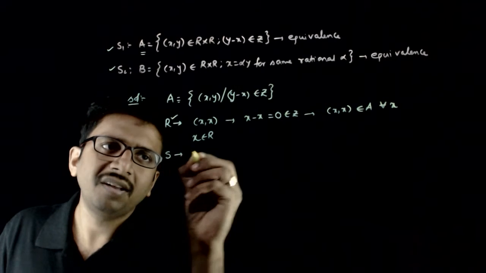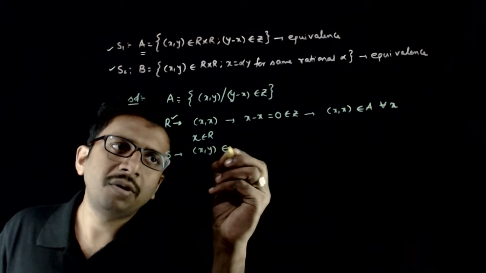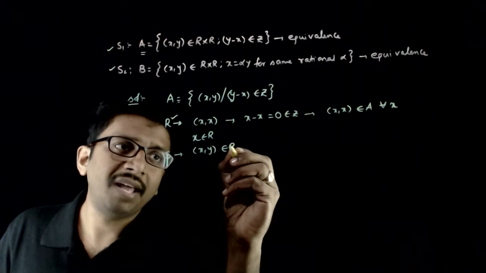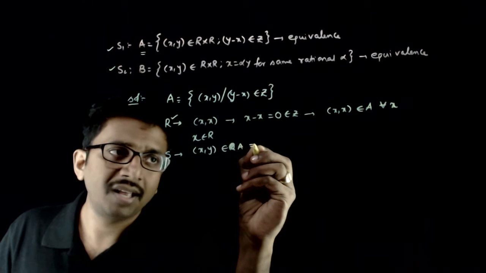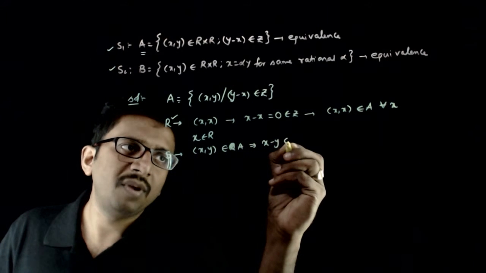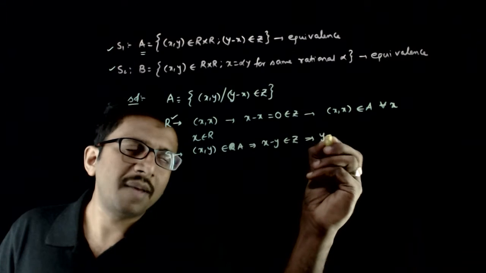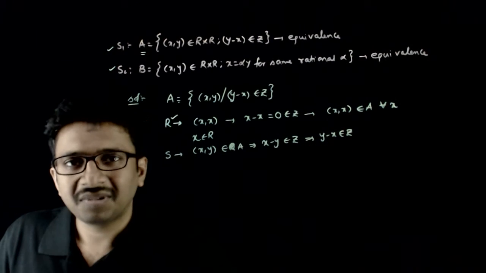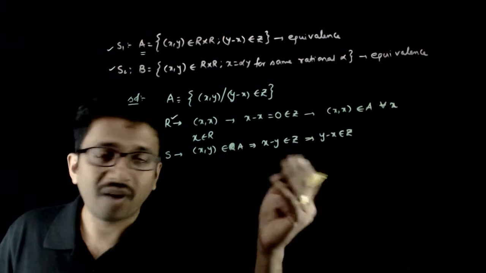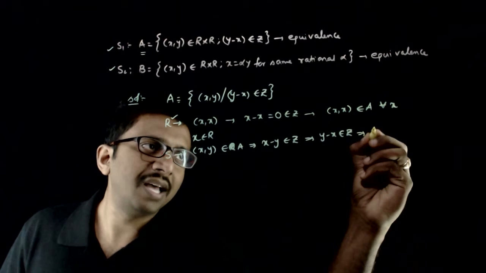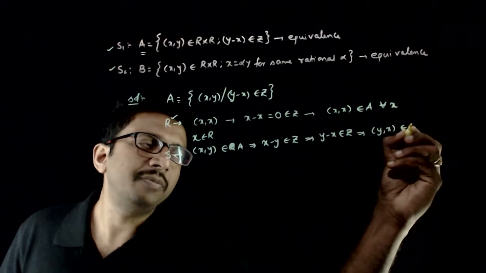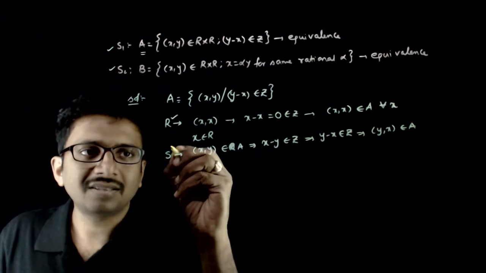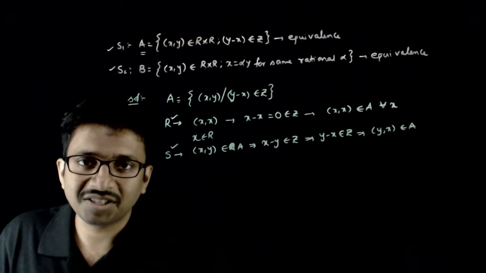If you go for symmetry, let (x, y) belong to A. This implies x minus y belongs to Z. This implies y minus x also belongs to Z, because if x minus y is an integer, y minus x is also an integer. And this implies (y, x) belongs to A. Hence the relation is symmetric.